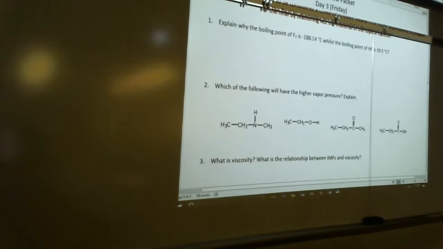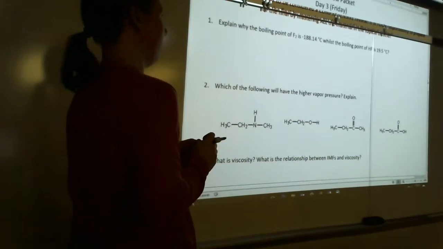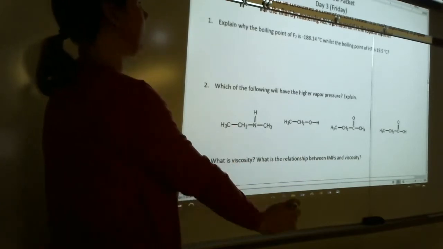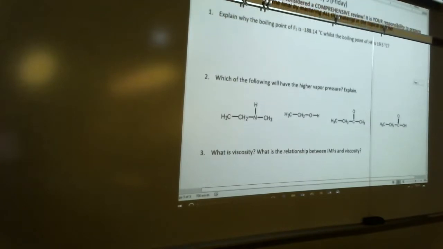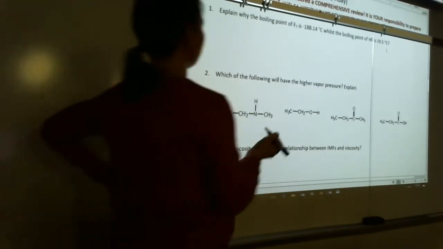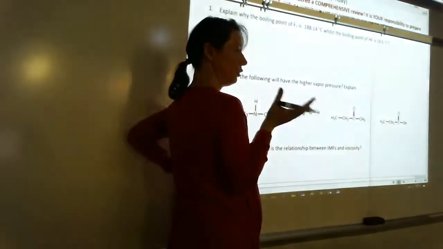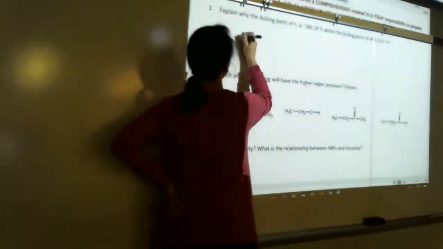Explain why the boiling point of F2 is negative 188.14 degrees Celsius, whilst the boiling point of HF is 19.5. Both of those are gases at room temperature, right? Because we're at about 24 degrees in here. So let's look at them. It's got to be something related to structure, right? What's the structure of F2?